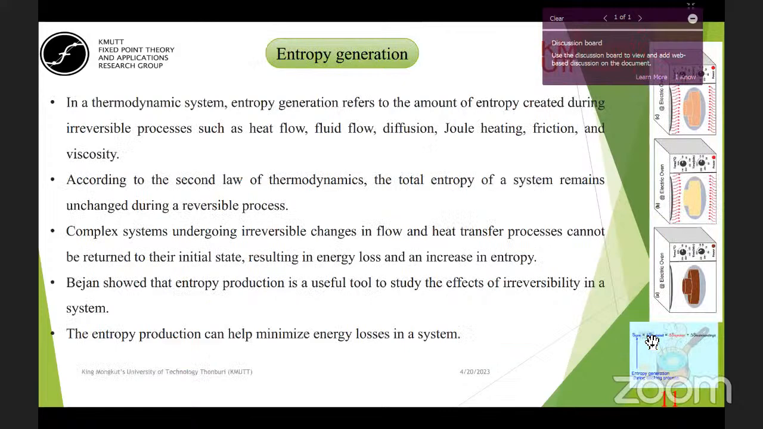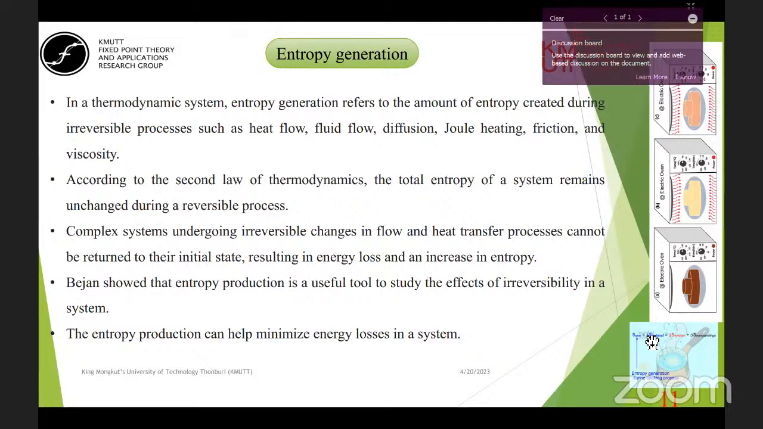Now, entropy generation. In a thermodynamic system, entropy generation refers to the amount of entropy created during irreversible processes such as heat flow, fluid flow, diffusion, Joule heating, friction, and viscosity. According to the second law of thermodynamics, the total entropy of a system increases during an irreversible process. A complex system undergoing irreversible change in flow and heat transfer processes cannot be returned to its initial state, resulting in energy loss, and this energy loss increases the entropy of the system. After that, Bejan showed that entropy production is a useful tool to study the effect of irreversibility in a system, and entropy production can help minimize energy loss.